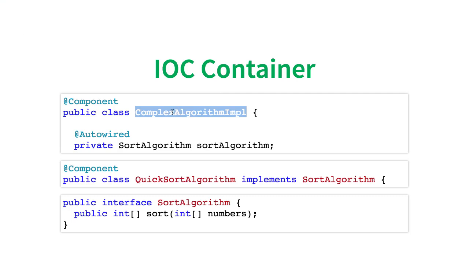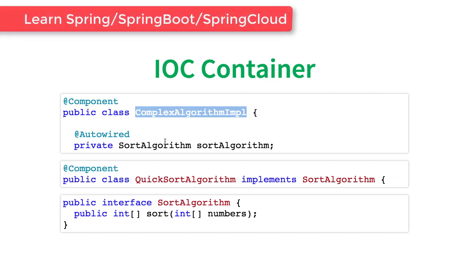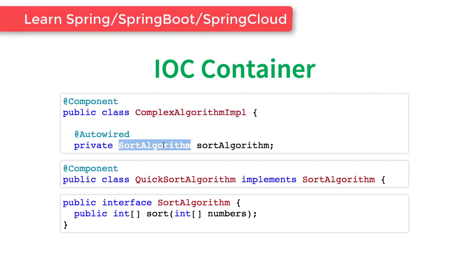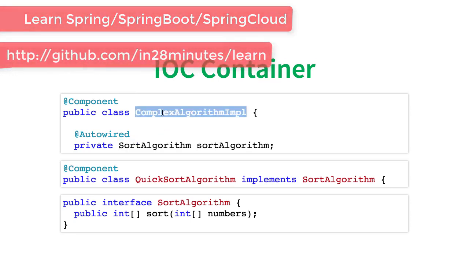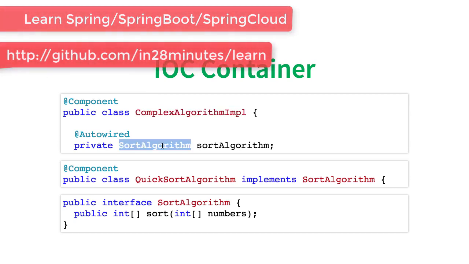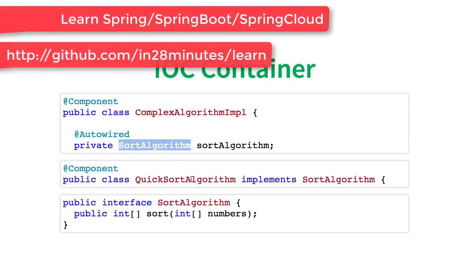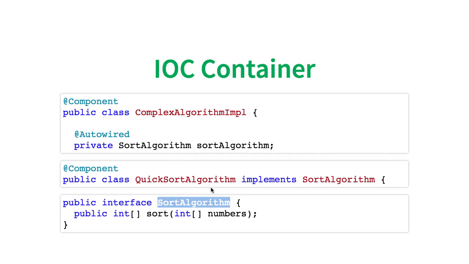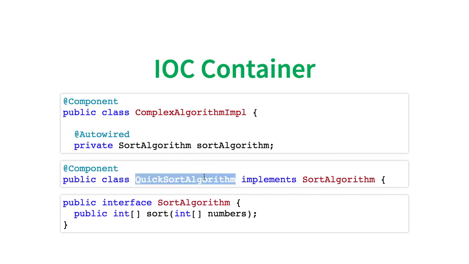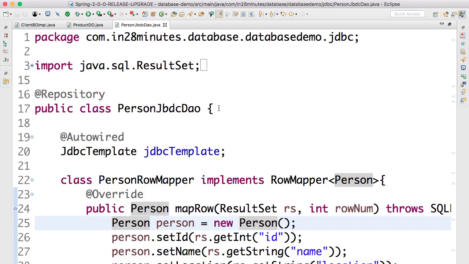In this example, this complex algorithm is doing a lot of logic, and one of the important things that it needs to do as part of its logic is sorting. So the sort algorithm is a dependency of the complex algorithm. The advantage you get by making the sort algorithm a dependency is that you would be able to easily change from one algorithm to another algorithm. So if we create an interface for the sort algorithm, we would be able to easily switch from quick sort to bubble sort or any other algorithm you would want to use. Let's look at another example.